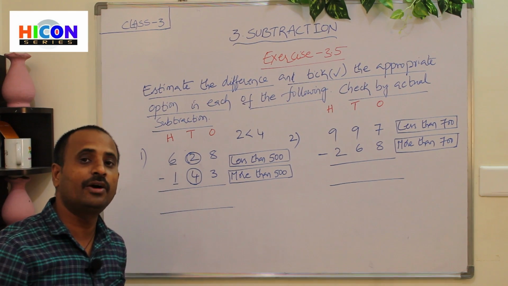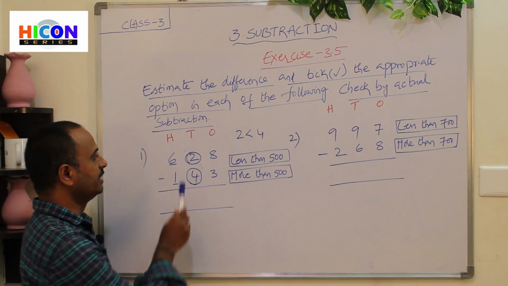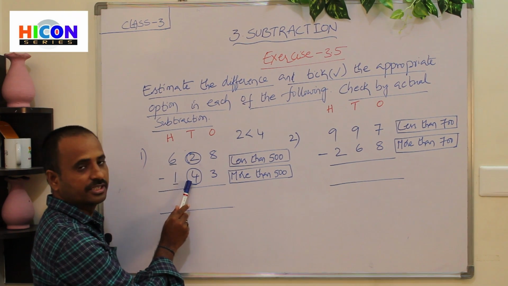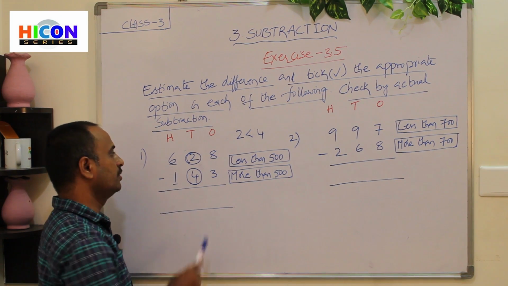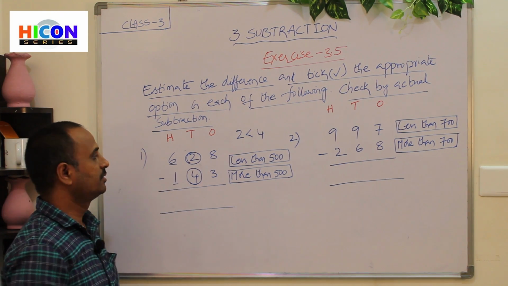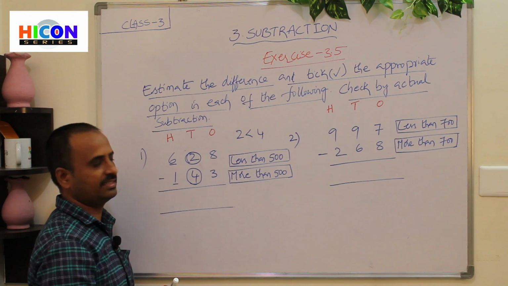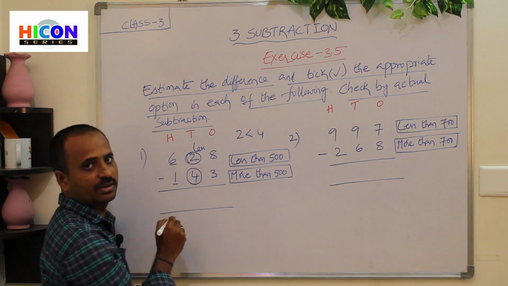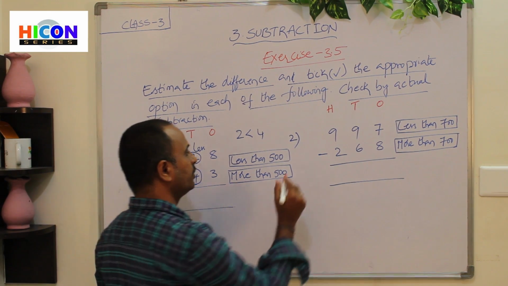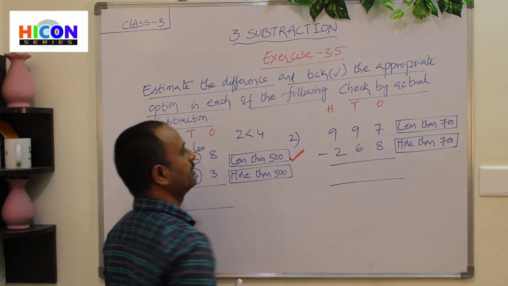So I have already told you the technique. First check the second digit in both the numbers. The second digit in the first number is 2 and the second digit in the second number is 4. Here 2 is less than 4, so 2 is the lesser one. That's why the difference is also less than 500. So put a tick mark for less than 500.